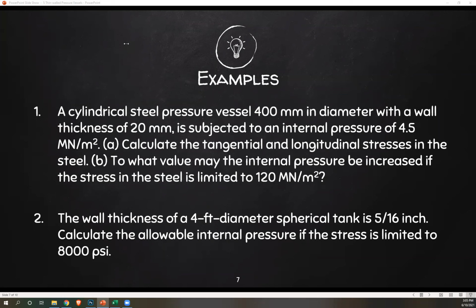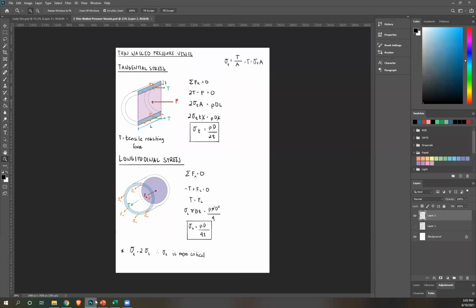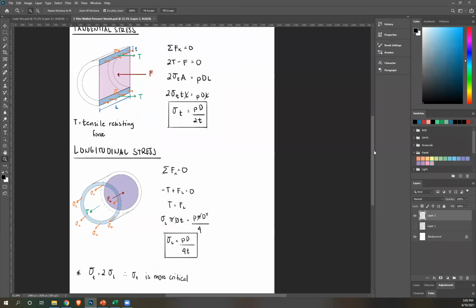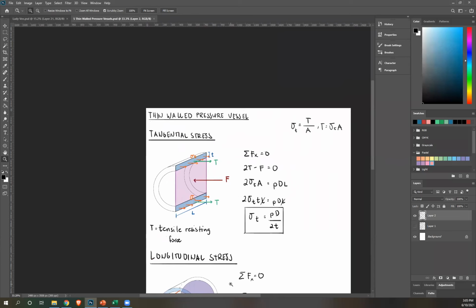Number one, a cylindrical steel pressure vessel 400 millimeters in diameter with a wall thickness of 20 millimeters is subjected to an internal pressure of 4.5 meganewton per meter squared. Calculate the tangential and longitudinal stresses in the steel. And then letter B, to what value may the internal pressure be increased if the stress in the steel is limited to 120 meganewton per meter squared? Once again, we derive this. Next.